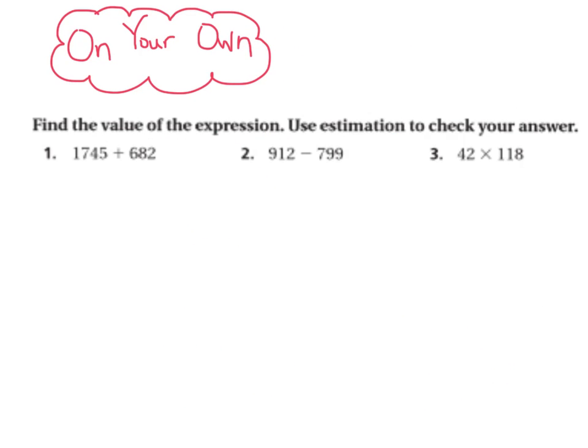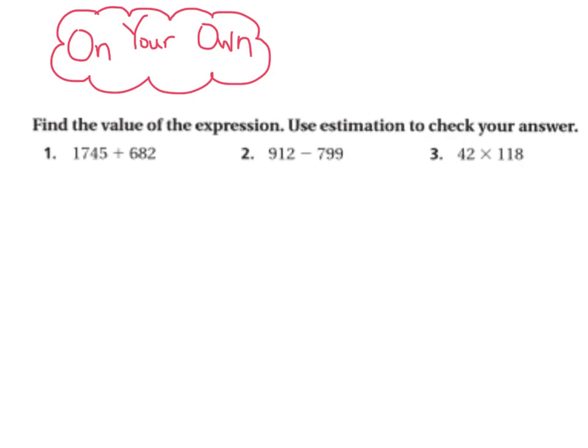This next part of the video is going to be the on your own problems, or sometimes we just call it the try it problems, and this is going to give you a chance to practice some of those skills that we just learned in those last couple of examples. So the directions just say to find the value of the expression, which in this case just means find the answer. And it does say you can use estimation to check your answer, and that's always a good extra step to try. And we'll talk about how you can do that and how it can be helpful.